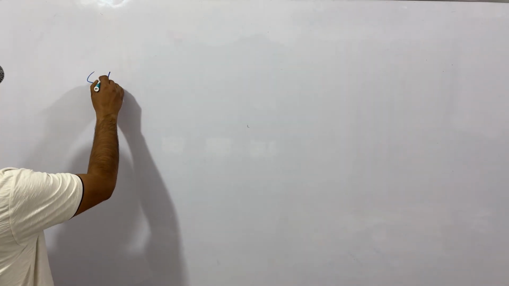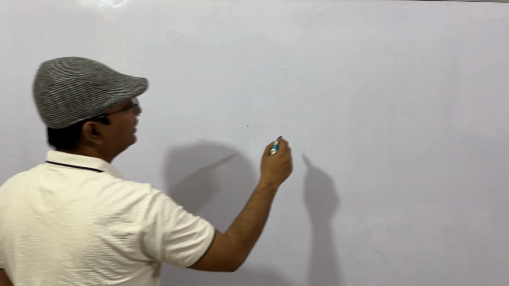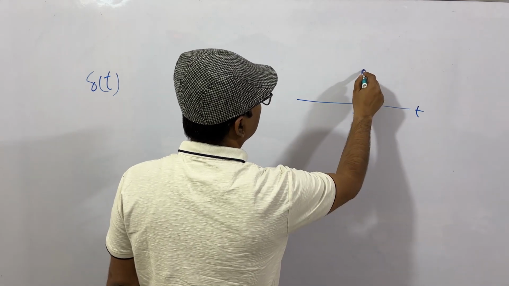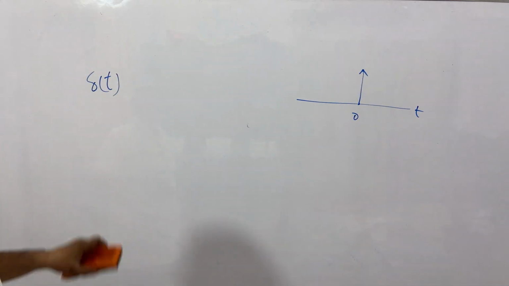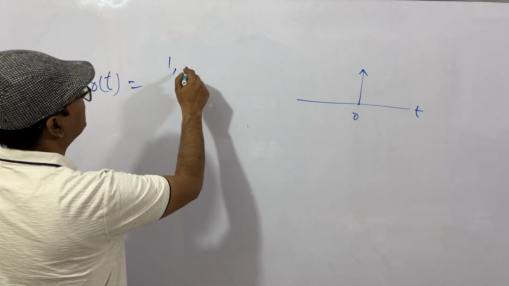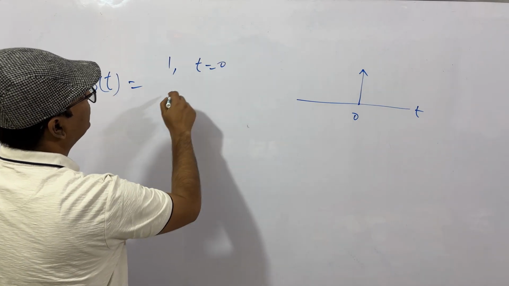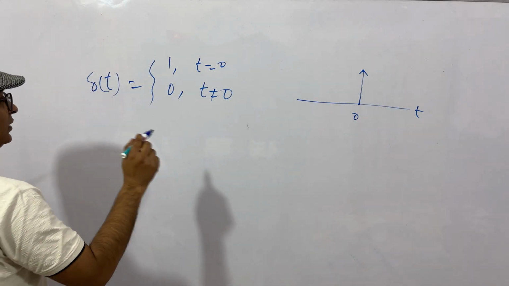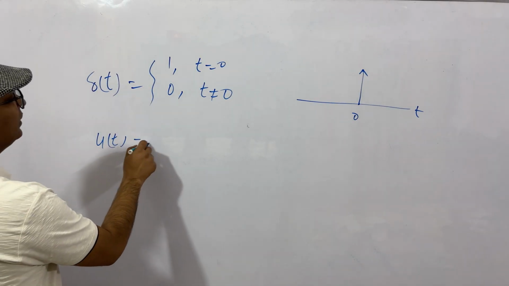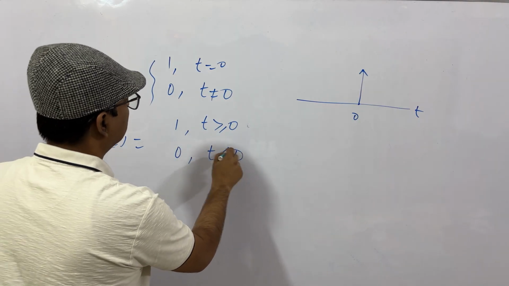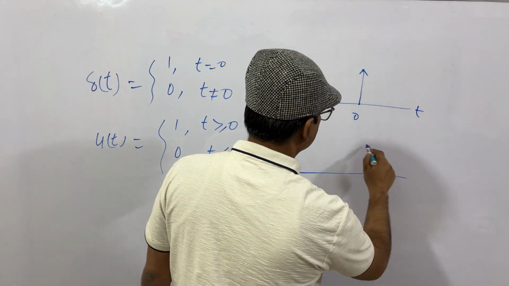You have δ(t). What is δ(t)? If this is t, at 0 you will have an impulse. That is δ(t), and you know that the value is 1 for the unit impulse. It is 1 for t equal to 0, and it is 0 when t is not equal to 0. So this is the definition for a continuous signal. And u(t) is 1 for t greater than or equal to 0, and it is 0 for t less than 0. That is, it is like this.